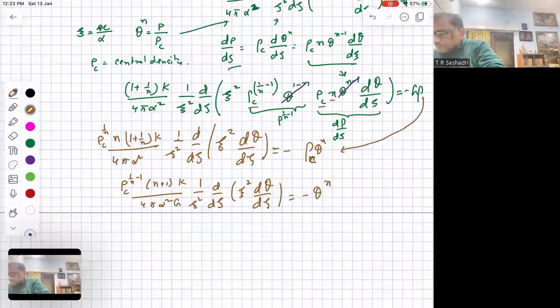Okay, so let me just check if this is the correct expression. Just want to make sure. Where I have taken alpha is equal to 1. Yeah, that's correct. Okay, so this is my equation.